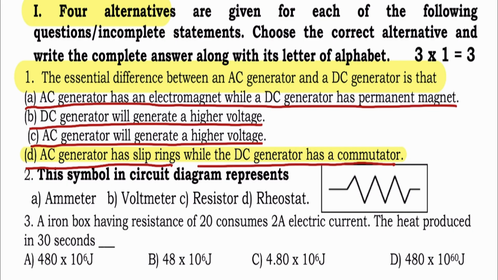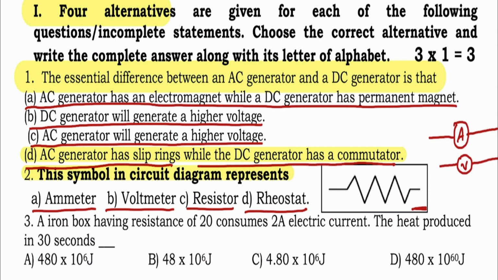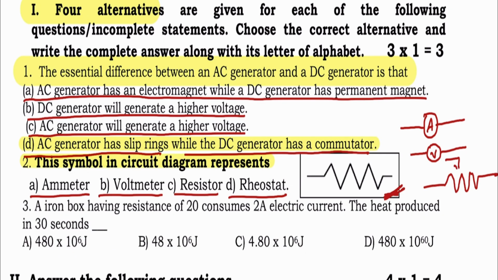Question 2. This symbol in circuit diagram represents. Here we are talking about this symbol. Option A is ammeter. Option B voltmeter, option C resistor, and option D rheostat. This is the symbol of voltmeter, and here they have given the resistor symbol, and if we add an arrow like this, it will become a rheostat. So the answer for this question is resistor.